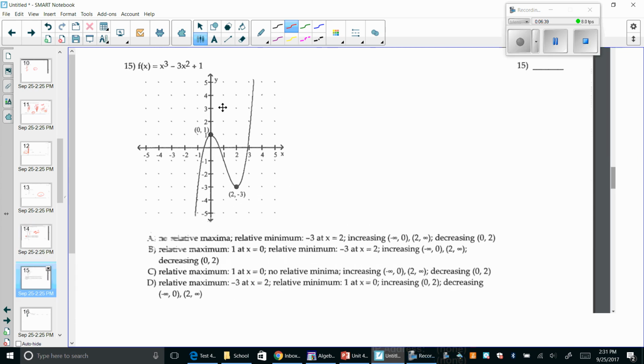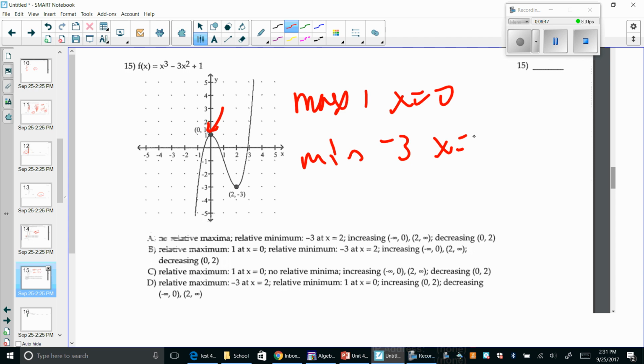All right, number 15. It looks to me that there's a relative maximum of 1 when x is 0 and a minimum of -3 when x is 2. Let's see, maximum of 1 at x is 0, minimum of -3 at x is 2. So my answer is going to have to be B. Let's double check the rest of it. Increasing from -infinity to 0, and then from 2 to infinity, and decreasing from 0 to 2. All of that matches up.